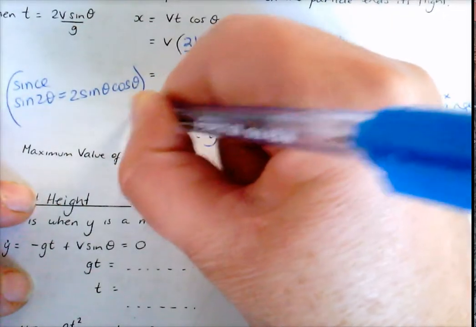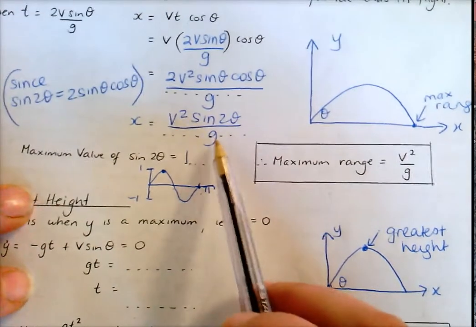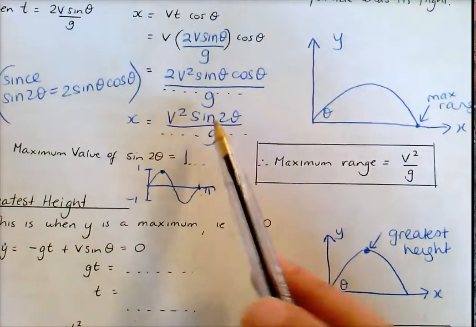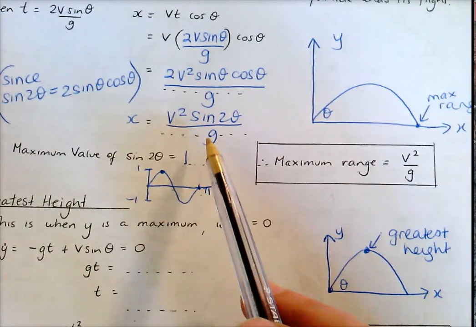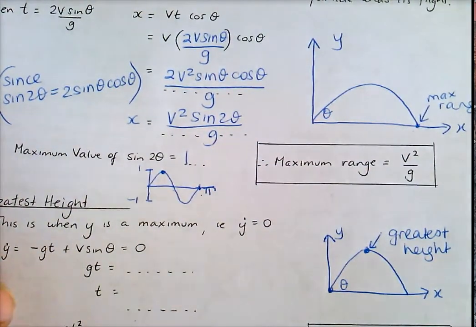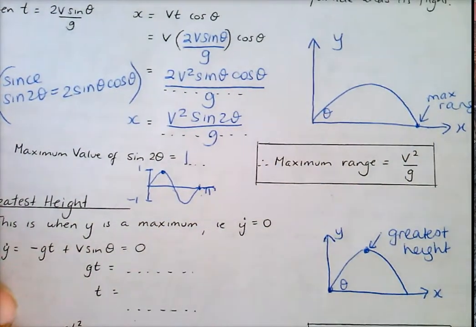Okay, so we've got that the maximum range is v squared sine 2 theta on g. Now we know what g is. It's a constant, -10. They'll give us the velocity. If they ask you for just the range, you just substitute your values in and you'll get a range. Do you understand?